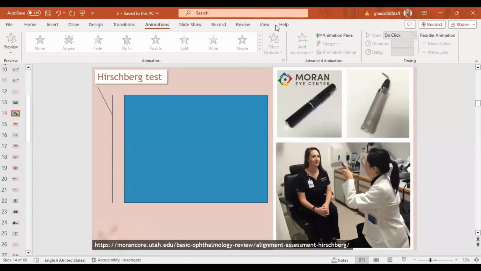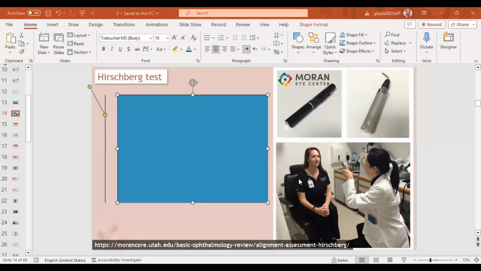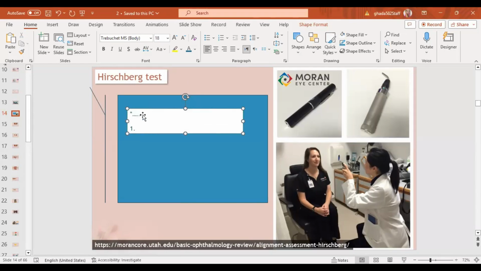So I want someone to just raise your hand and help me to write down this slide. I want to write down right now with you the summary of the steps for doing the Hirschberg test correctly. Okay? So remember, in your exam, you are going to speak. So speak right now. I make it like bullets, and this is the first step. So tell me the first step, please. Yeah, the examiner sits in front of the patient at the eye level.